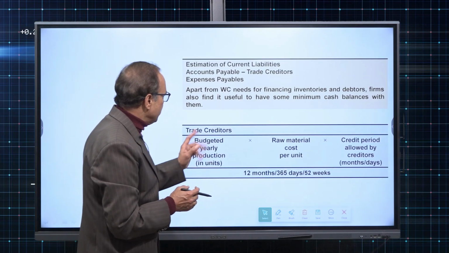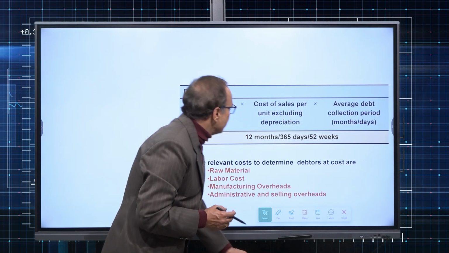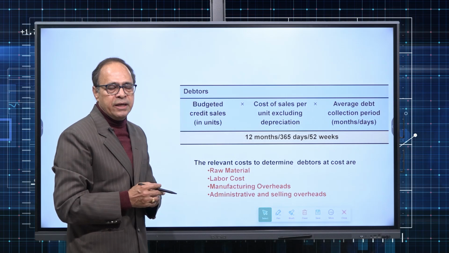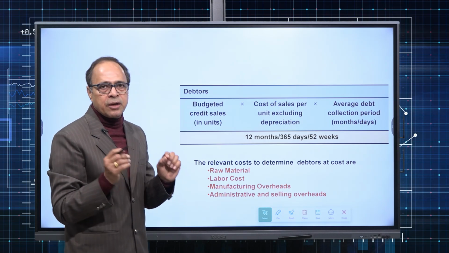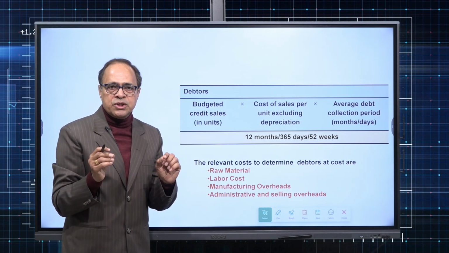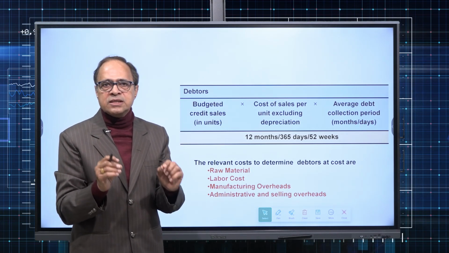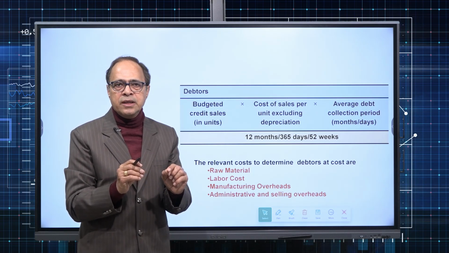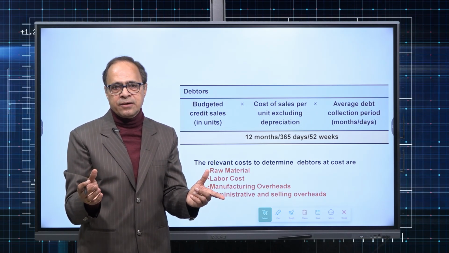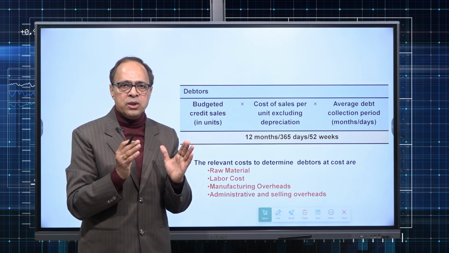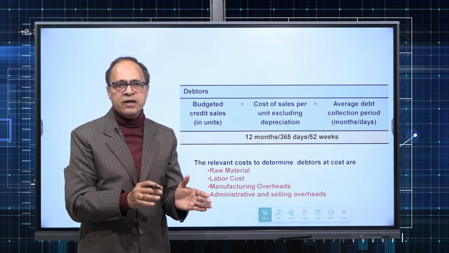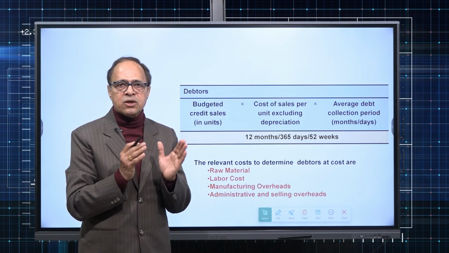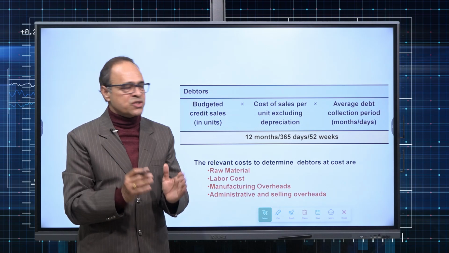Then, in between there will be one more current asset, that is receivables, or debtors. Debtors will always be at cost. Remember, if the question specifies that the examiner wants debtors or trade receivables at selling price, then there is no problem, the question is clear. Otherwise, in all practical life cases, as well as in default cases, debtors will be estimated at cost only, and that too cash cost.